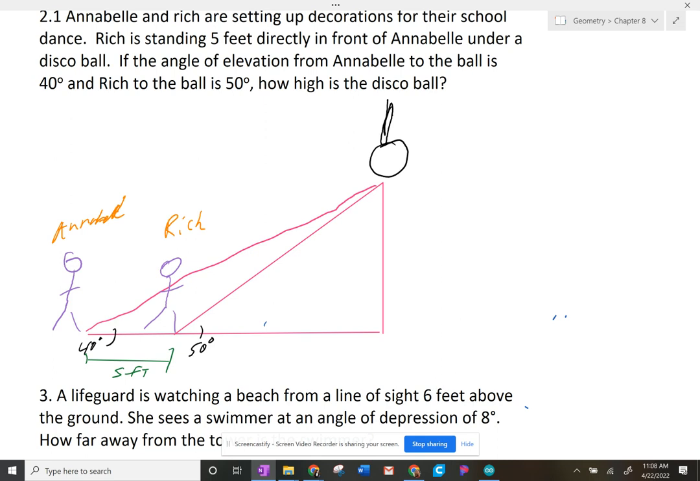Do we know how tall it is from the ground to the top of that disco ball? No. If we don't know it, what do we give it? A variable. Yep, we're going to give it an x.